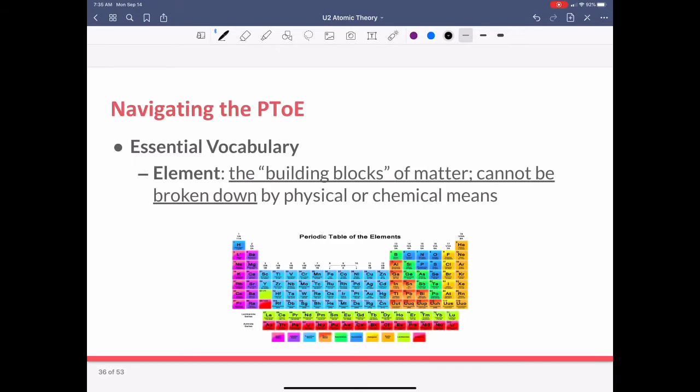First, let's look at some vocabulary to get us started. Elements, we all should know this term already. Elements are the building blocks of matter. Nothing can be broken down further than an element. As we discussed, elements are the basis to everything that exists, right? Everything in the world exists of some combination of these 118 elements combined in different ways.